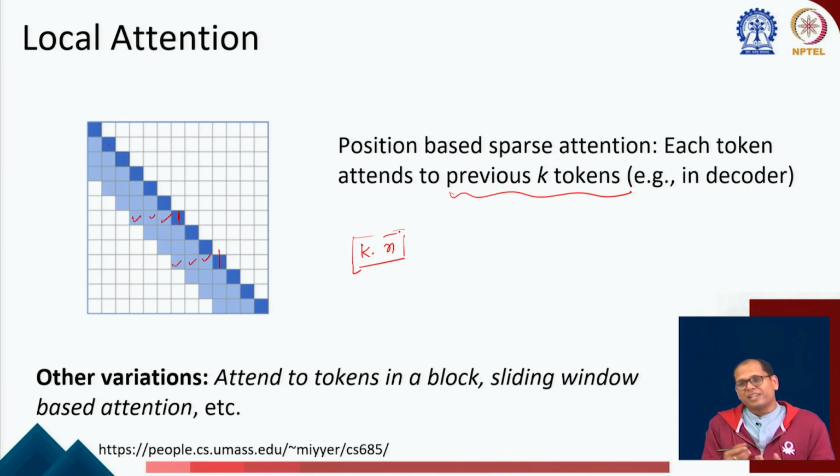Of course, there are various variations people have tried, where you can attend to tokens in a block. So you can define some blocks, and in a block tokens will attend to each other. Right? That's very similar. You can do sliding window based attention. Right? This is very similar to what I am showing here, but the sliding window can also be used for encoder, and so on. So we will see some more examples of these local attentions.